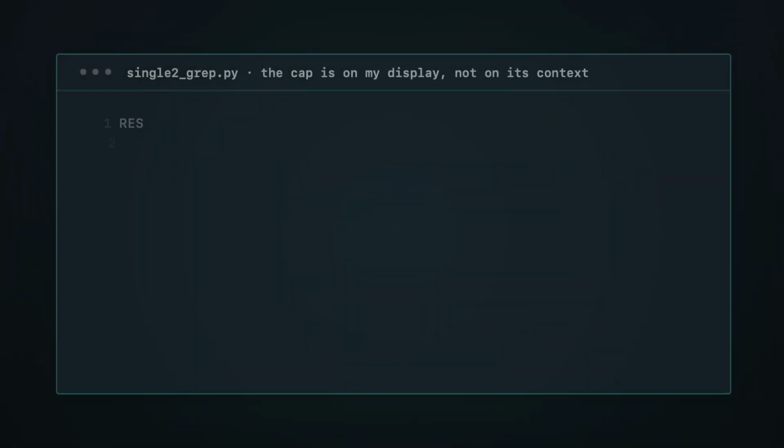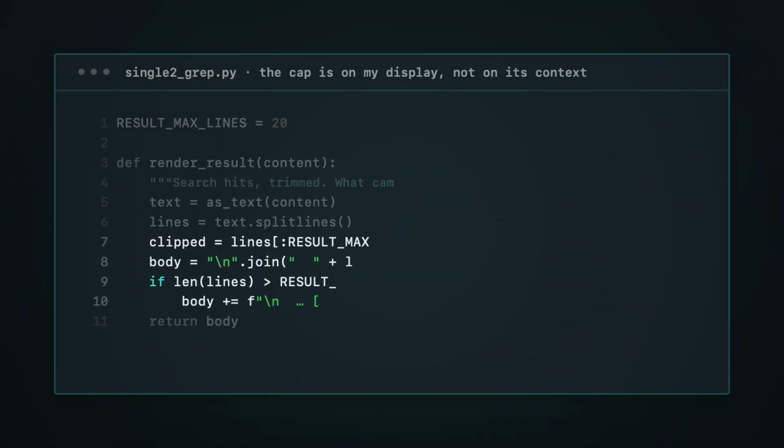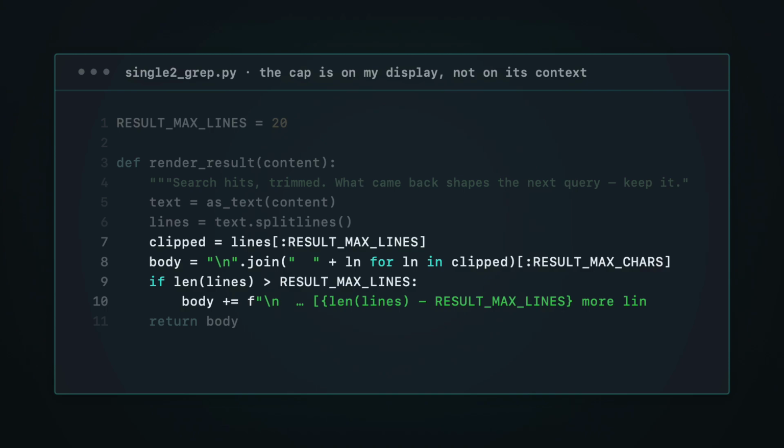So why could I not see it? That is my own capture script. 20 lines printed in my capture, trimmed further here for the screen, then a count of what it dropped. 157 more. 20 plus 157 is 177. The size of the result the model actually received. The cap is on my display. The agent saw line 804.